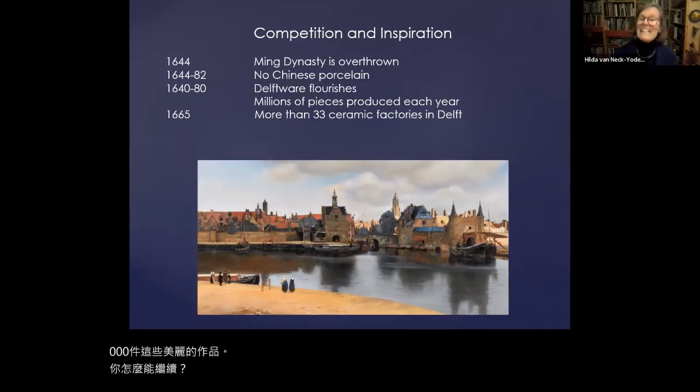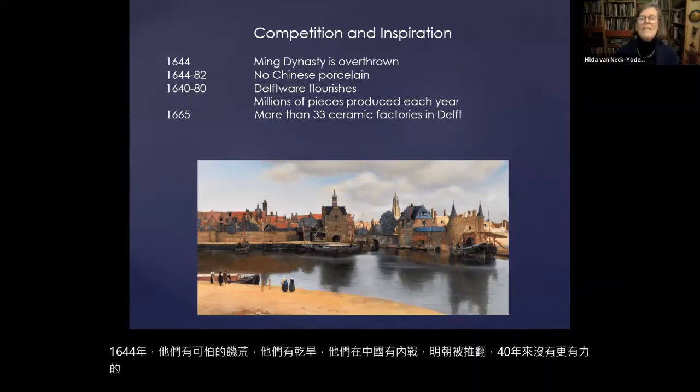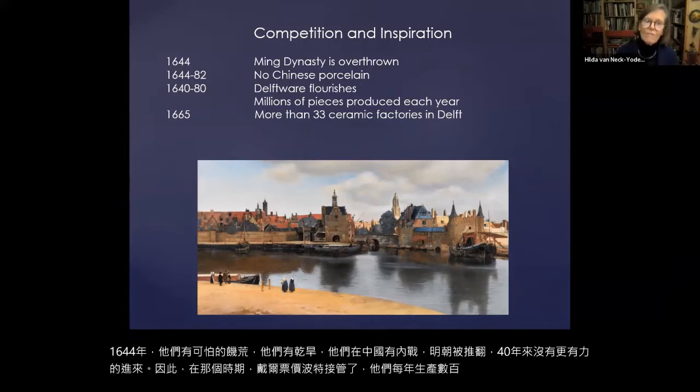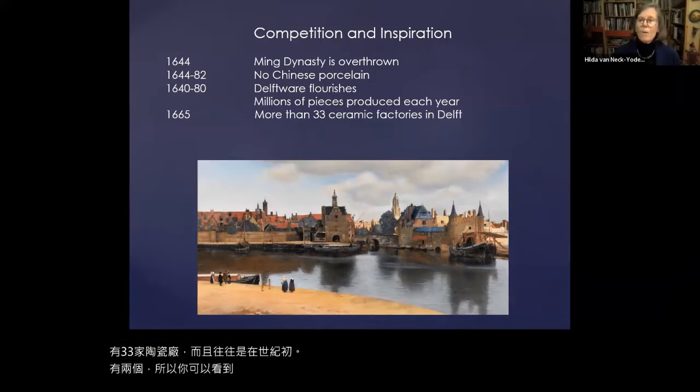So 1644, they have terrible famines and droughts and civil war in China, and the Ming Dynasty is overthrown and no more porcelain comes in for 40 years. So in that period, the Delftware potters take over and they produce millions of pieces every year. 1665, there are by then 33 ceramic factories in Delft. In the beginning of the century, there are two. So you can see how Delft is competing with Chinese porcelain. Next slide, please.